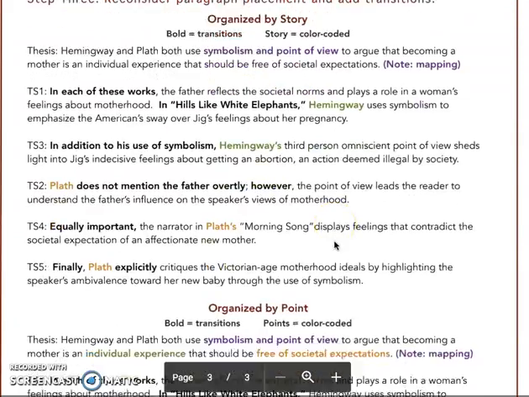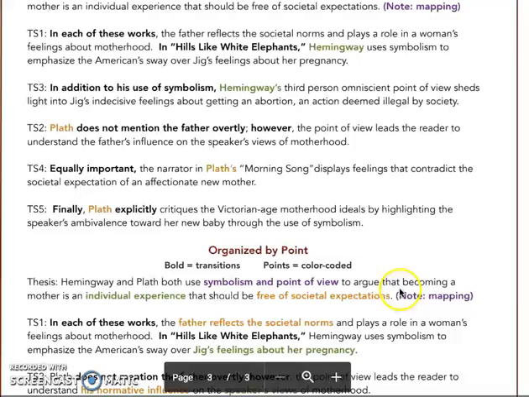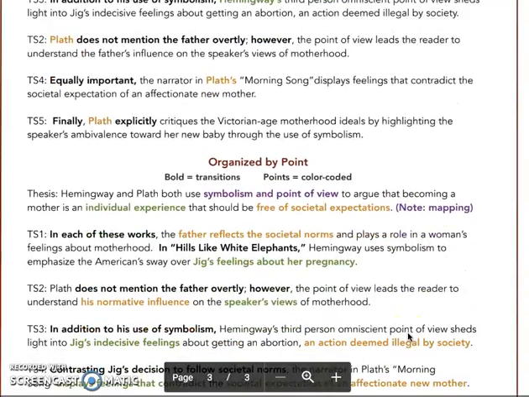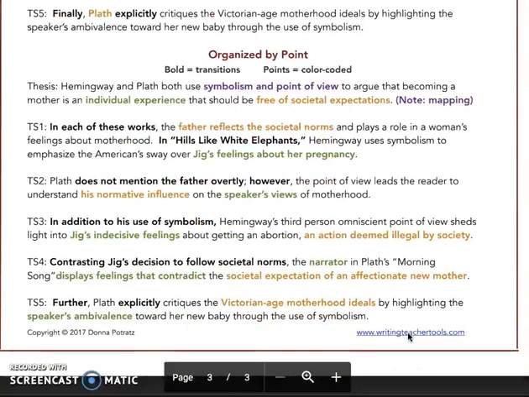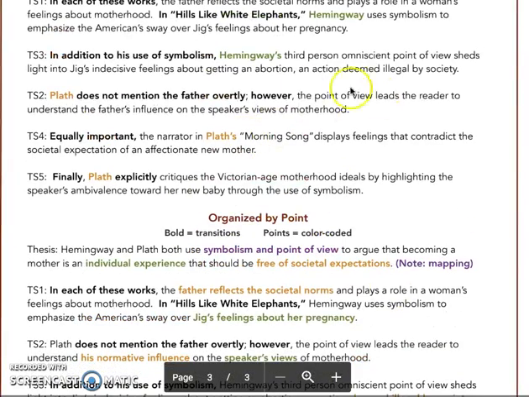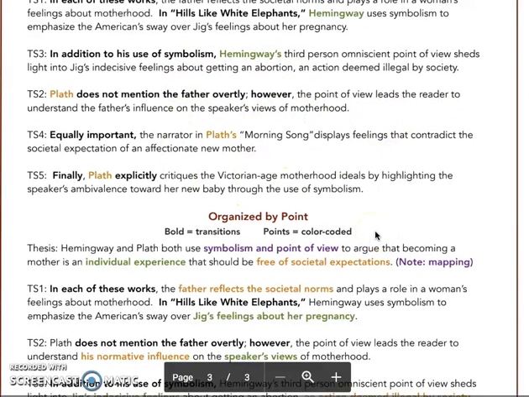story, you can organize by point, or you can organize by, for this particular assignment, literary element. I just did the two here. And I showed how we'd have to restructure those claims depending on what our guiding organizational structure was. Okay, that's it.